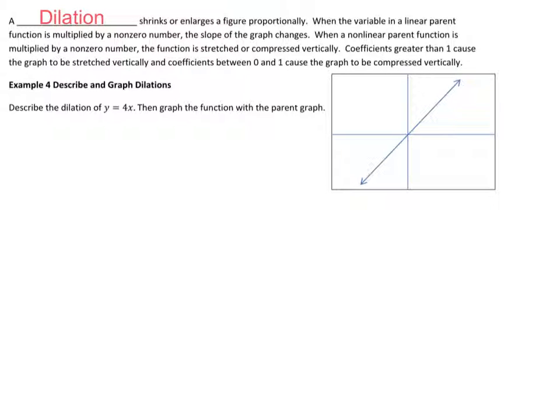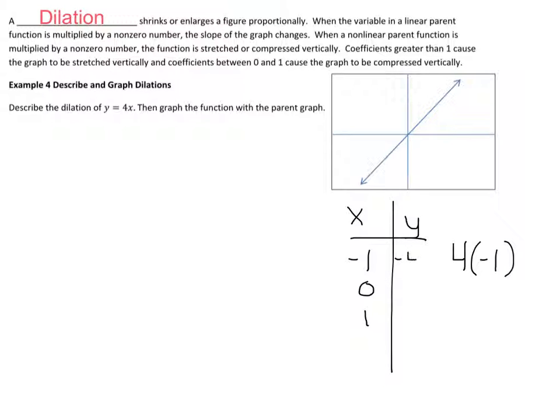In example 4, it says to describe the dilation of y equals 4x and then graph the function with the parent graph. So the parent graph is already given to us. Again, we're going to set up a t-chart for this. So if I set up a t-chart, x, y, I'm just going to use a few different numbers again and see if it gives me enough information. -1, 0, and 1. If I plug in -1, I'm going to have 4 times -1, which is -4. Plugging in 0, I'm going to have 4 times 0, which is 0. And plugging in 1, I'm going to have 4 times 1, which is 4.